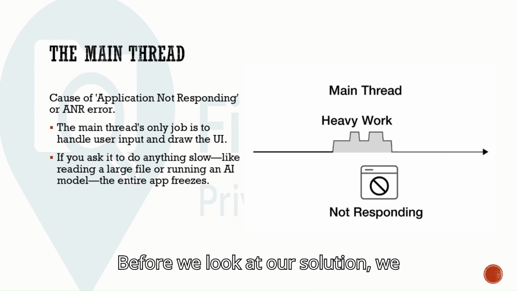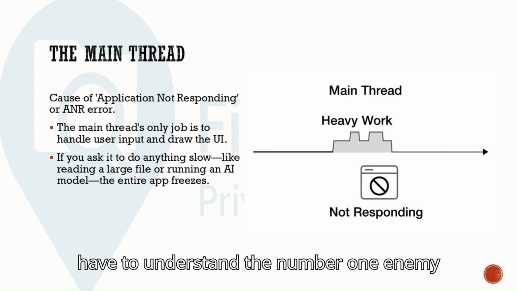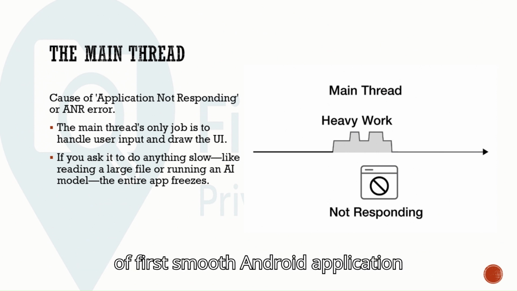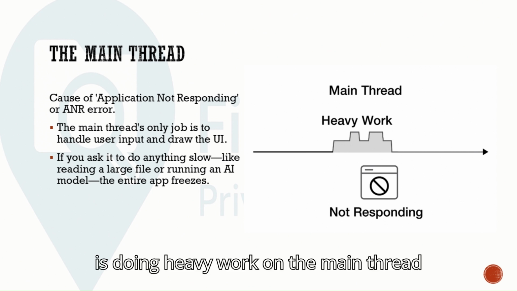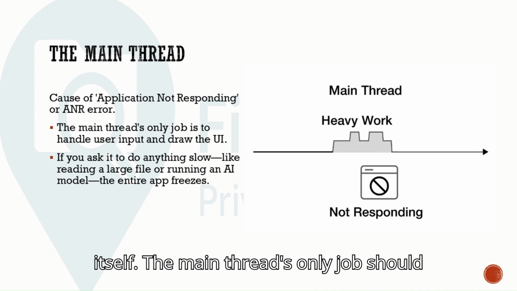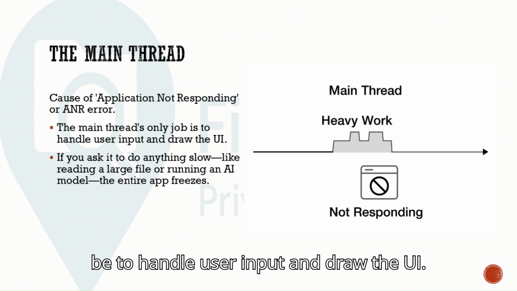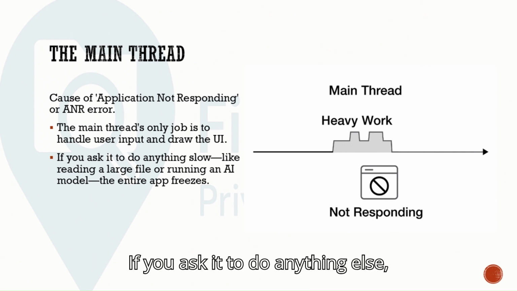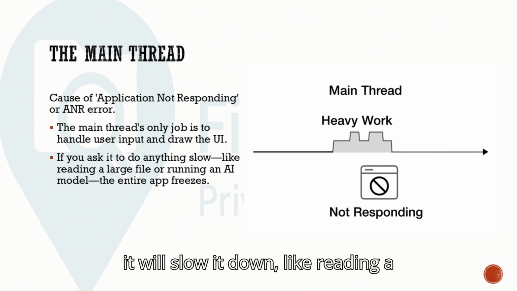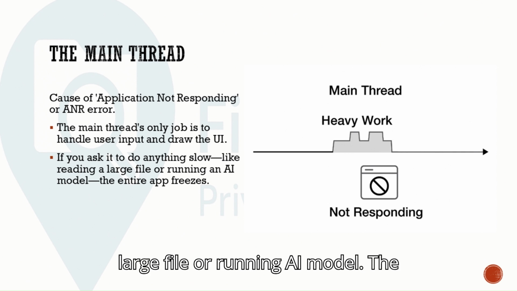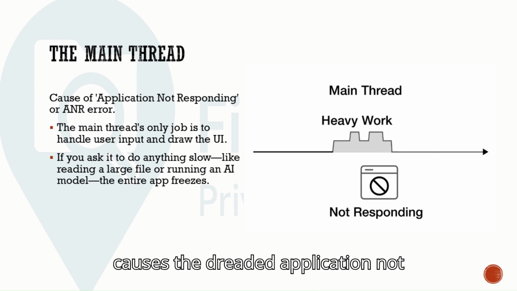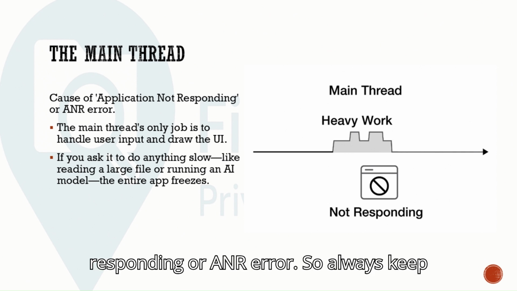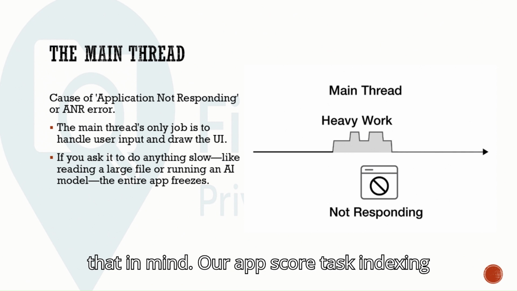Before we look at our solution, we have to understand the number one enemy of a smooth Android application: doing heavy work on the main thread itself. The main thread's only job should be to handle user input and draw the UI. If you ask it to do anything else, it will slow down. Like reading a large file or running an AI model, the entire app will freeze. This is what causes the dreaded Application Not Responding, or ANR, error. So always keep that in mind.